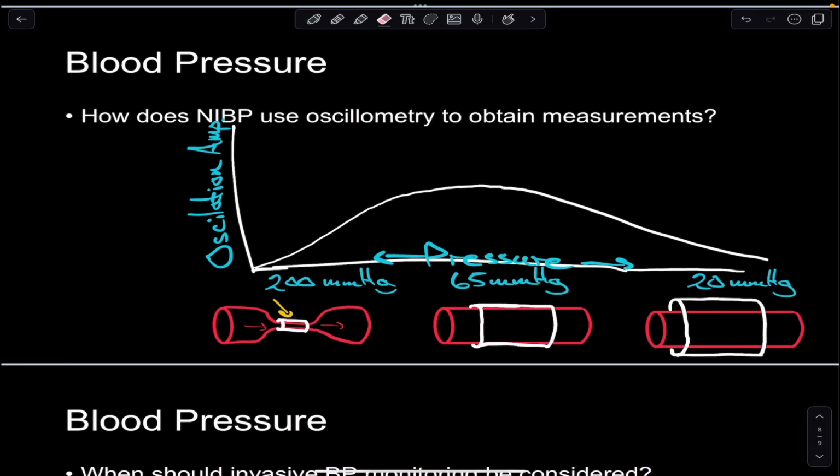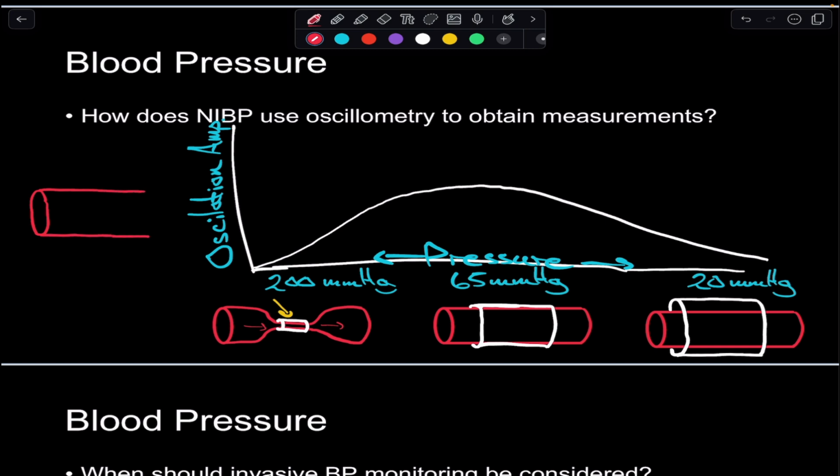So a non-invasive automated blood pressure cuff uses a technique called oscillometry to measure blood pressure. If you imagine in our patient's arm, they have arteries. That's what I'm drawing here. And in the arteries, they have blood flow that goes through the artery. And with each pulse, each heartbeat, the blood exerts a pressure on the walls of the artery.